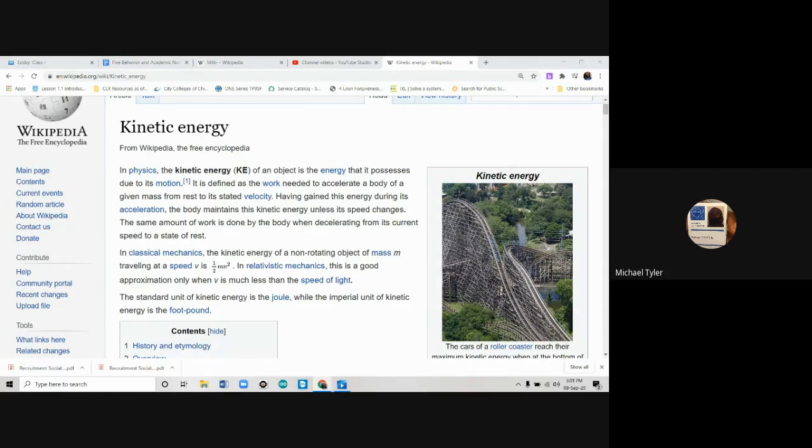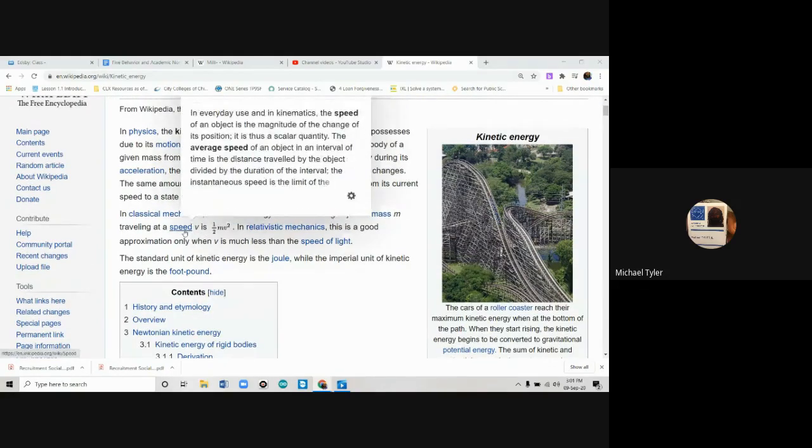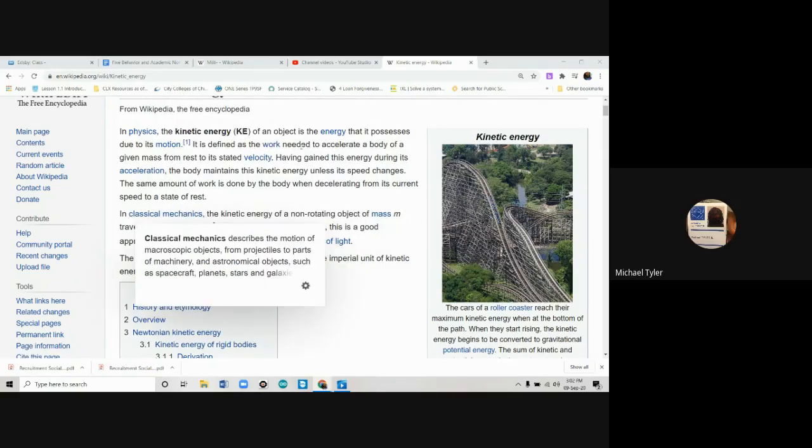Right? So what we're going to focus on, and I hope everybody got that link, is this equation here. Speed, right? It says in everyday use and in kinematics, the speed of an object is the magnitude of the change of its position. It's thus a scalar quantity. So when you talk about speed, you're also talking about velocity, but if you say speed, it's just scalar. The average speed of an object in an interval of time is the distance traveled by the object divided by the duration of the interval. The instantaneous speed is the limit.